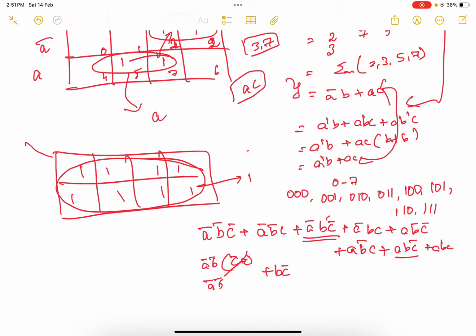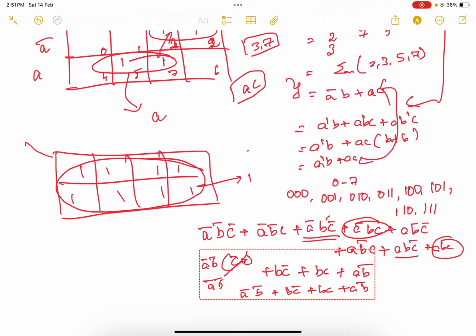Then for the next terms, I will take these two, and once again you will get only the B C term. Now what is left are these two terms, in which A B bar is common. So finally you have A bar B bar plus B C bar plus B C plus A B bar. In this, if you take B common, only C and C bar remain, and you get A bar B bar plus A bar B.